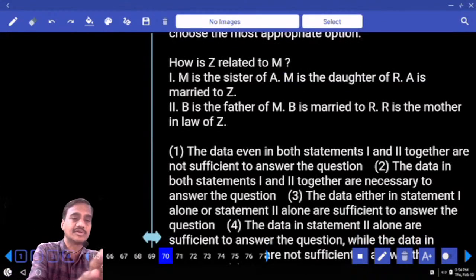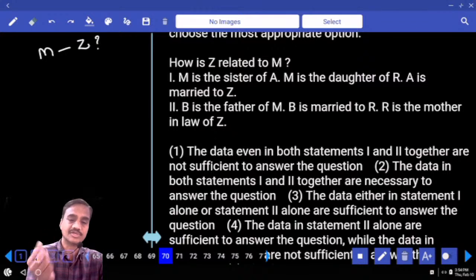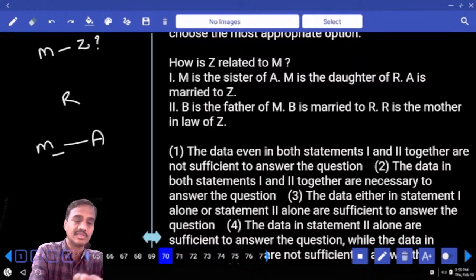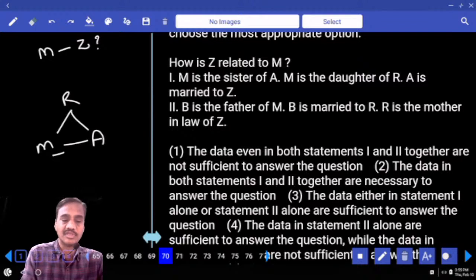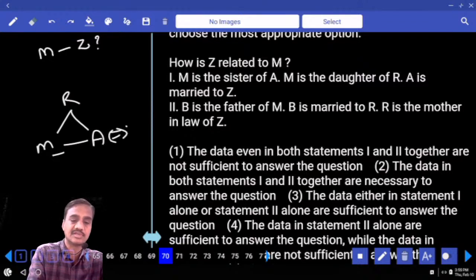Now how is Z related to M? Now the question is about Z, related to whom? Related to M. M is the sister of A. M is the sister of A. M is the daughter of R. M and A are the children of this R. A is married to Z. A and Z are a married couple.